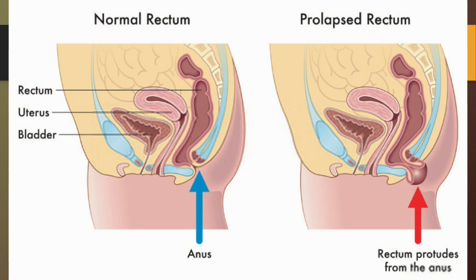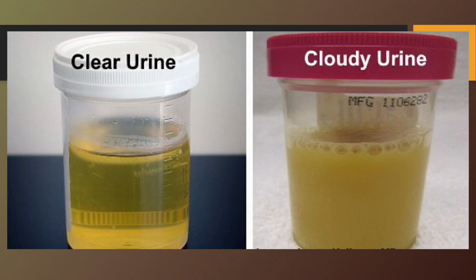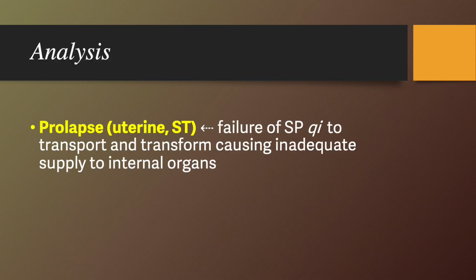Persistent diarrhea or dysentery, prolapse, uterine prolapse, turbid urine, dizziness, blurred vision, general heavy sensation, fatigue, low voice, reluctance to talk, pale tongue with a white coating and a weak pulse.